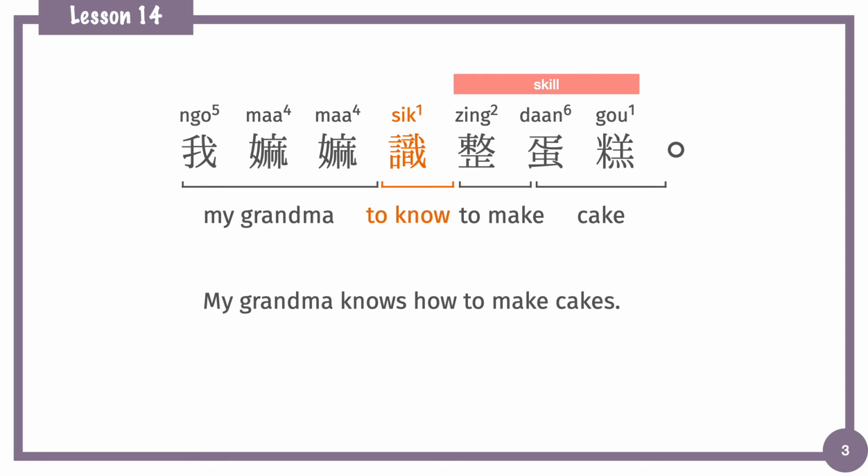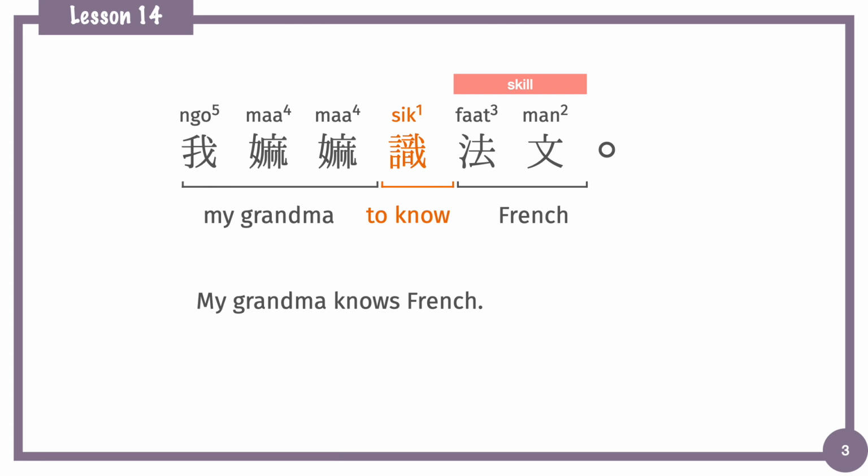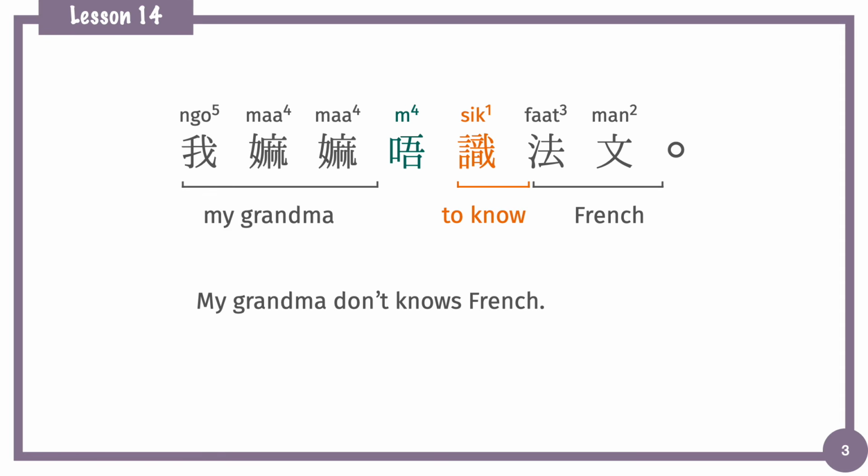We can change the skills that people know to make different sentences. Such as here, we change the skill to 法文. 法文 is French. And 我嫲嫲識法文 means my grandma knows French. If we change the skill to a person like 瑪麗 Mary, that means grandma know this person. Like 我嫲嫲識瑪麗 is my grandma knows Mary.